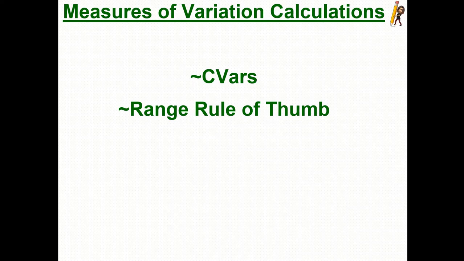Hello, ladies and gentlemen. Today we're going to be talking about different ways that we can calculate measures of variance. We've already talked about standard deviation and variance as calculations to measure different ways of that variation or spread of our data, but we're going to add to our toolbox of calculations for measures of variance with two more calculations. The first one being CVars, or coefficients of variance, and then the range rule of thumb.